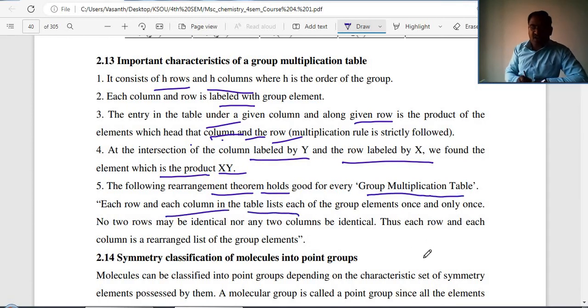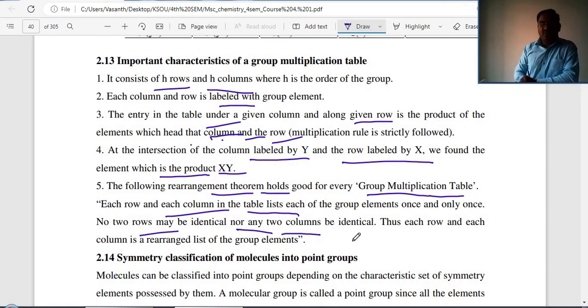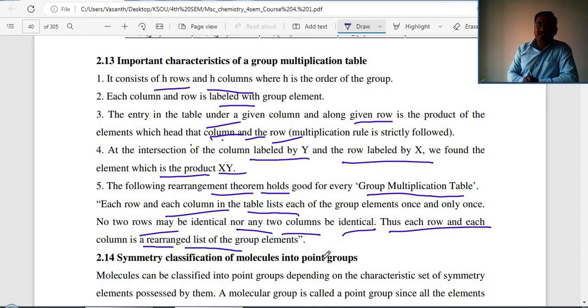The following theorem holds good for every group multiplication table. Each row and each column in the table lists each of the group elements once and only once. No two rows may be identical, nor any two columns be identical. Thus, each row and each column is a rearranged list of the group elements.